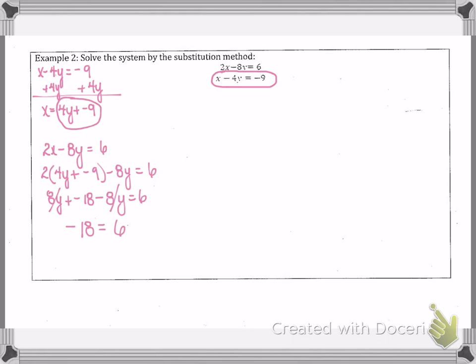So if we look at this, that's certainly not a true statement. And what this means is when one of the variables cancels out and you can't find a value for y, that means that there is no intersection point. And if you think about two lines that don't intersect, that means they should be parallel. But I want to go ahead and prove that. So what I want to do is go back to the equations and figure out what their slope is by solving them for y.